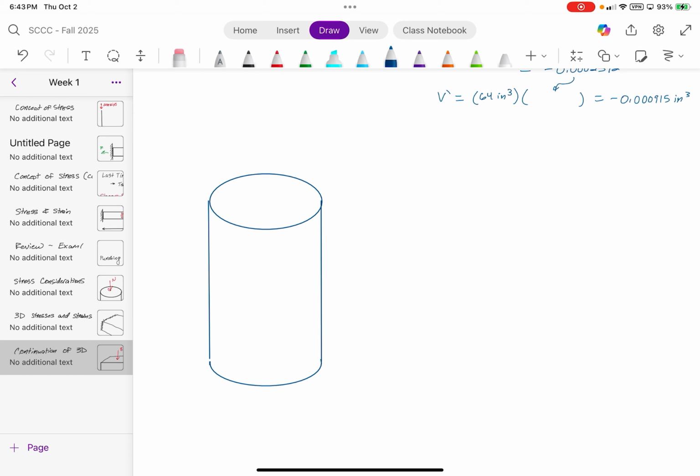All right. Let's say that this has a diameter of 2 inches and a height of 12 inches. No. Well, diameter of 6 inches and a height of 12 inches. And then we're going to say that this is like a concrete sample. So the elastic modulus for this concrete is going to be 3,600 KSI.